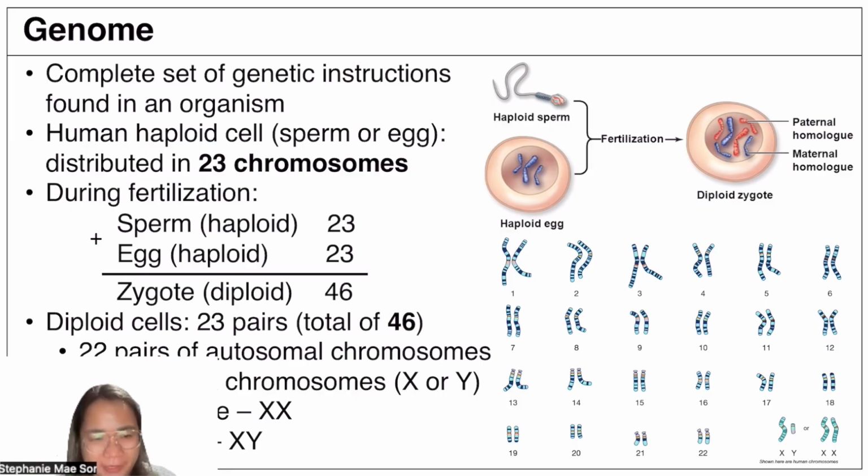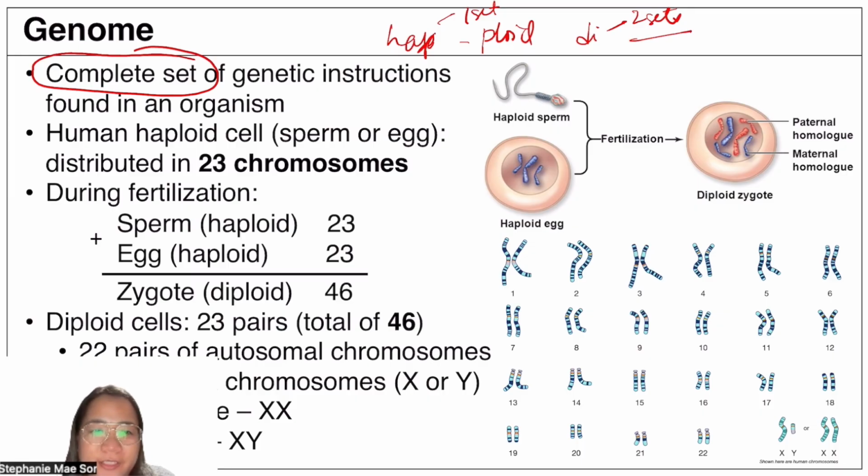So, yung genome naman is different from your gene. So, the genome naman is the complete set of instructions. So, yung gene, yung specific sequence that encodes for a trait, si genome is the complete set. So, the complete set of genetic instructions found in an organism is the genome. So, sa humans, yung cells natin are diploid. Yung ploid is the suffix. So, pag haploid, it's only one set of genetic instructions. Kapag diploid, that's two sets of genetic instructions.